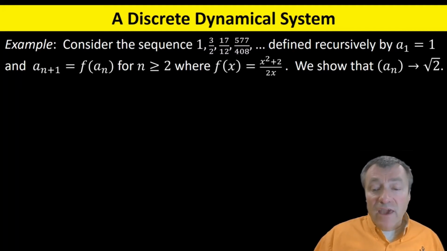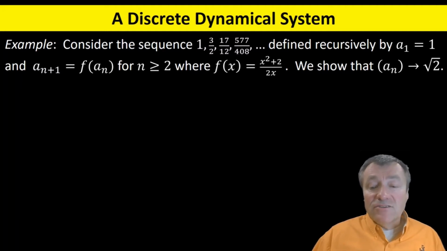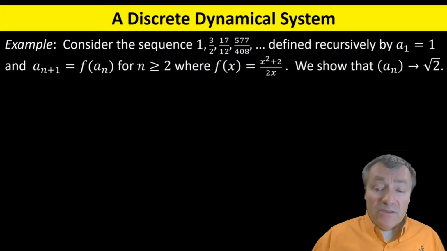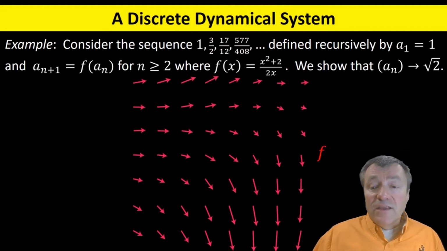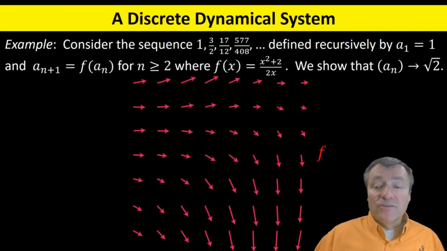That means that the nth term is expressed as the nth iterate applied to the starting point, or actually the n minus first iterate applied to the starting point of the sequence. And in this particular example, we'll show that the sequence converges to square root of 2. I said that iterating a function gives a rather special form of a recursively defined sequence, and I would encourage you to think about that kind of recursion in this really graphical way.